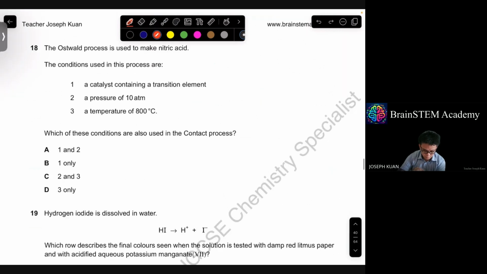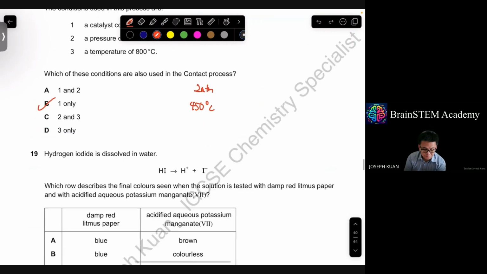Move on. The Ostwald process is used to make nitric acid. The conditions used in this process are a catalyst containing a transition element, a pressure of 10 atm, a temperature of 800 degrees Celsius. Which of the conditions are also used in the contact process? So it's 1 only. Because this is too high, the contact process uses 2 atm, and then it uses 450 degrees Celsius instead of 800 degrees Celsius. So B is the answer.